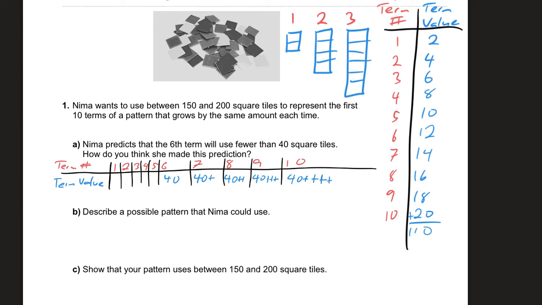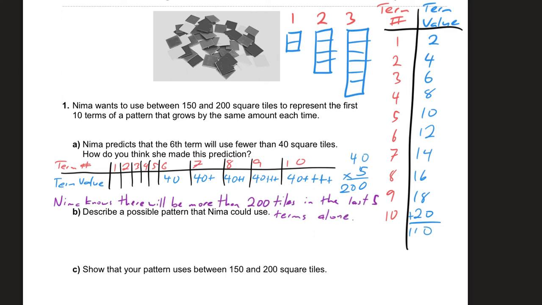So what do we know about that? We know that 40 happens at least 1, 2, 3, 4, 5 times. And 5 groups of 40 is going to be 200. Well, already, if we look at this, 200 is too many square tiles, and this pattern is definitely going to be more than 200 square tiles. So to answer the question, I might say something like this. Nima knows there will be more than 200 tiles in the last 5 terms alone.